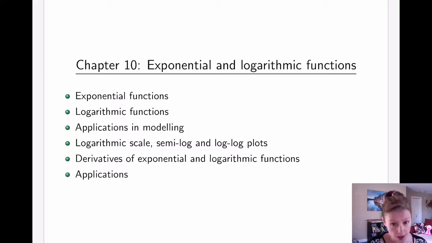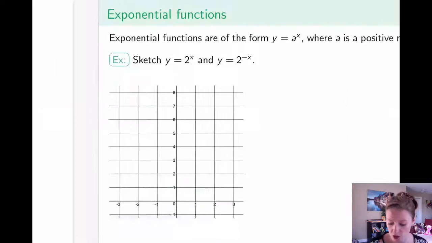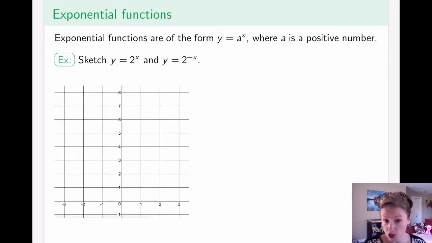If you need more practice with them, please take a look at the pre-calculus review package, where you'll find more examples and exercises and explanations about what exponential and logarithmic functions are. So exponential functions are of the form y equals a to power x, where a is some positive number, okay?